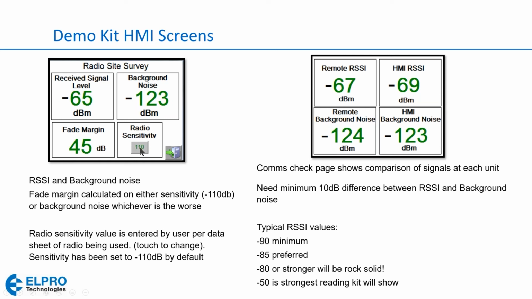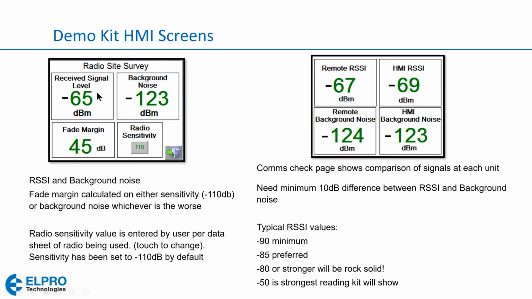And the radio sensitivity is just a value that you enter into the HMI, and it's based on the data sheet. Now, if the background noise were stronger than the radio sensitivity, this is basically nothing. This is saying this radio did not pick up any background noise at all. But if the background noise were negative 95, it would calculate the difference between these two, and your fade margin would then be 30 dB, the difference between negative 95 and negative 65.